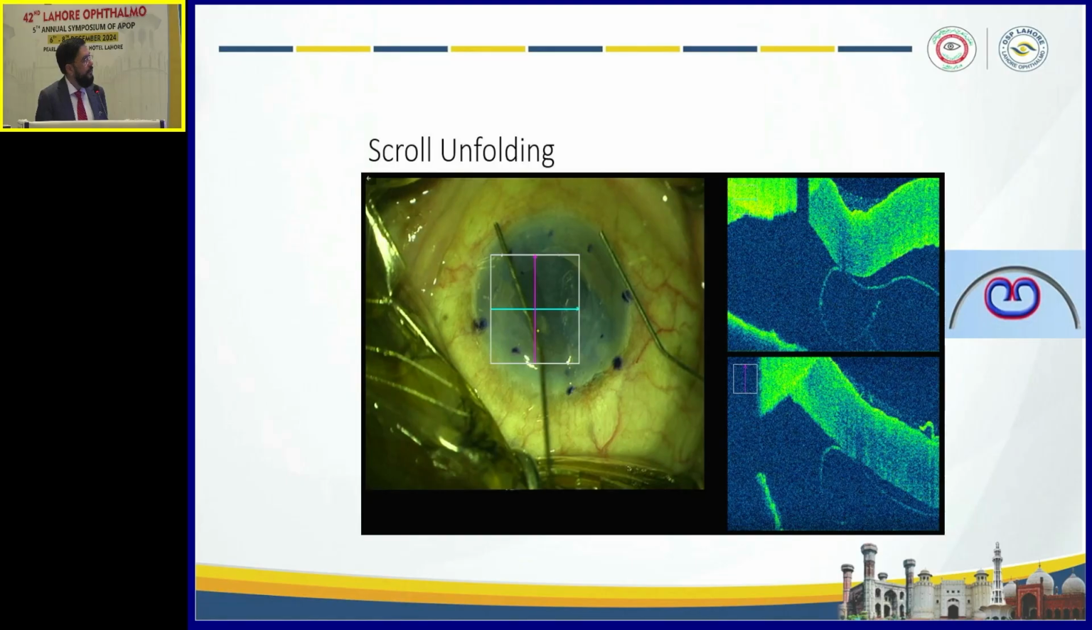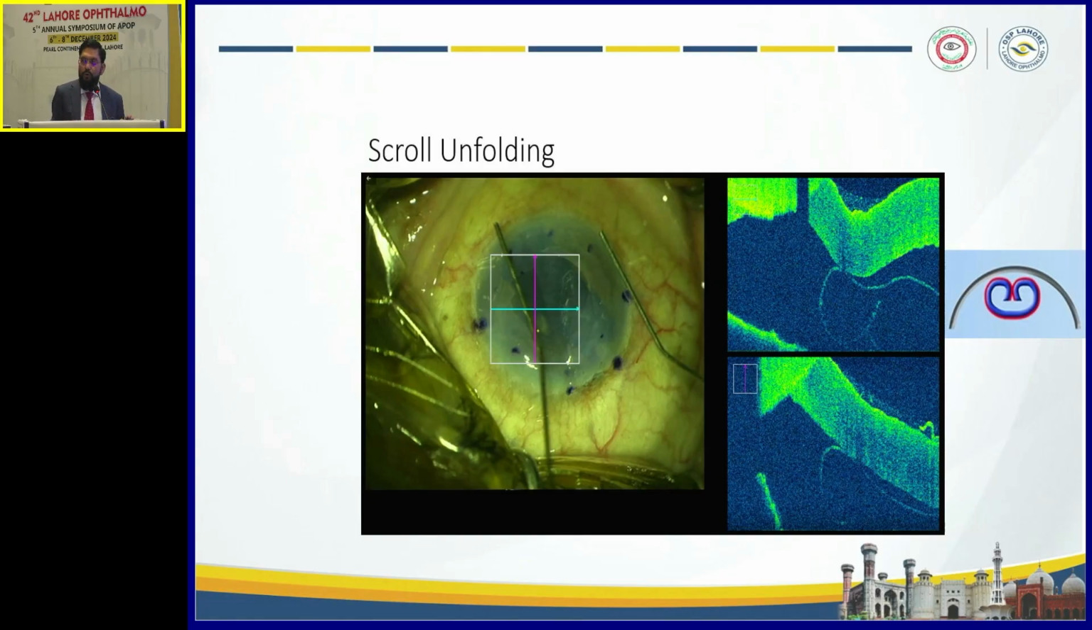For a reference, the same figure. So if we unfold this, it is going to unfold in the wrong direction. The endothelium is going to be up, which means it's going to suffocate between the Descemet membrane and the stroma. So that's not the right orientation.